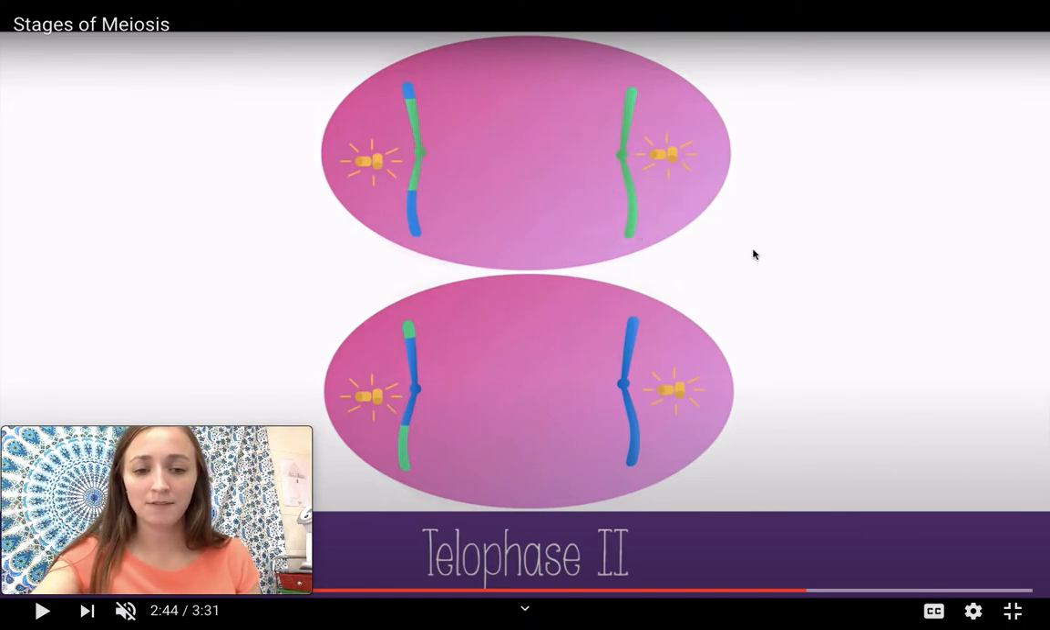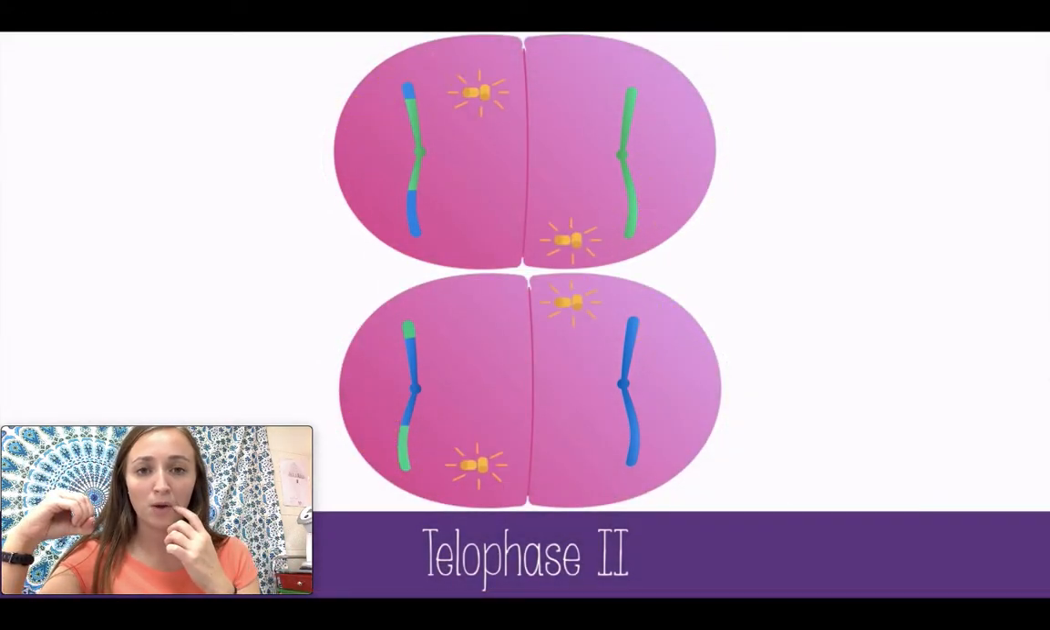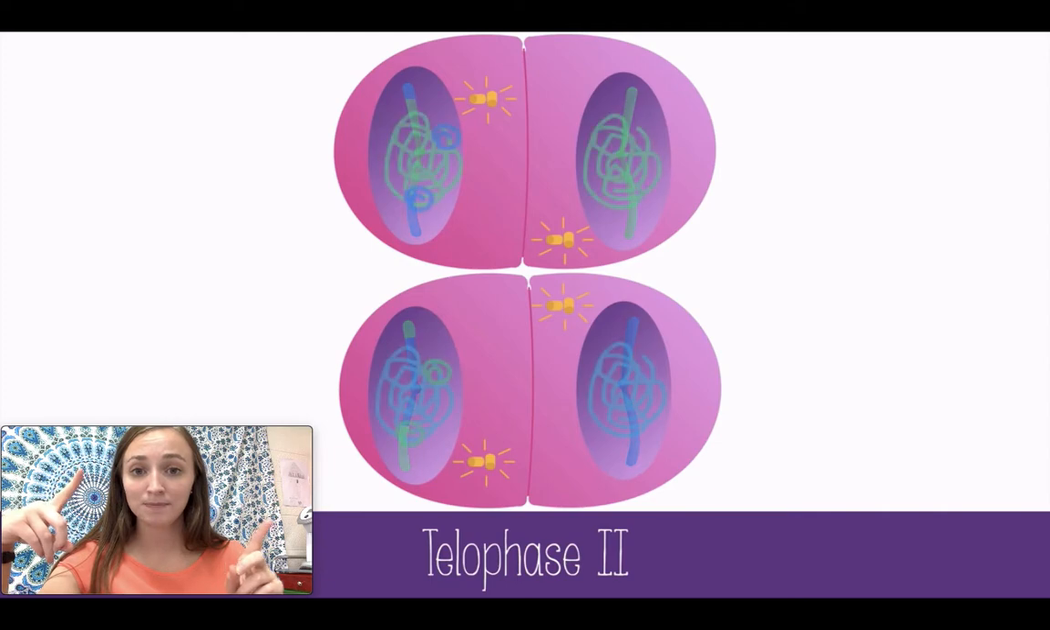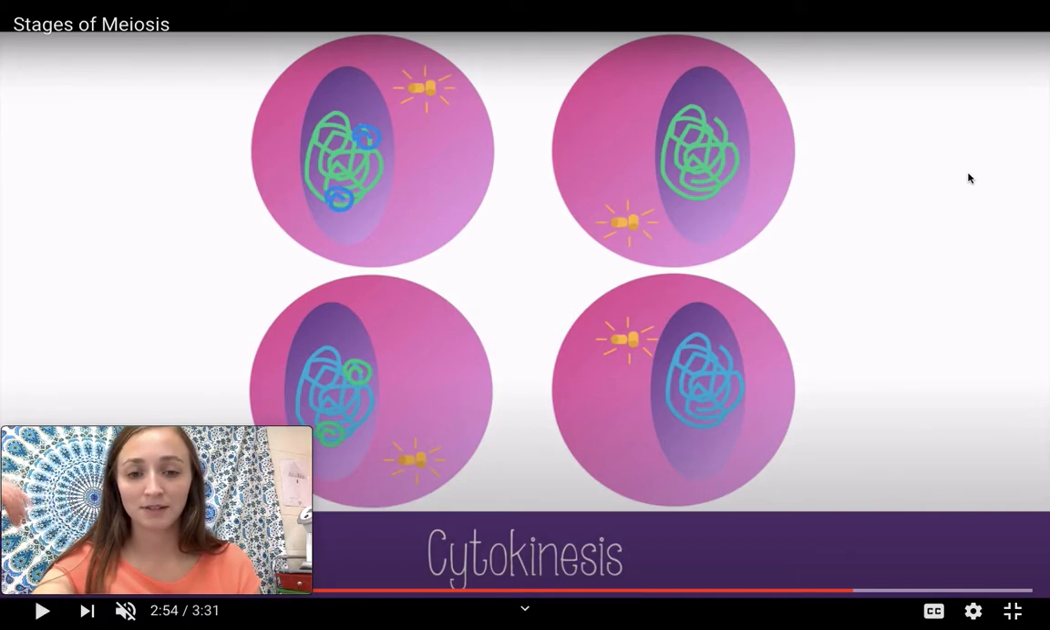Okay, telophase 2. You're going to have those new nuclei form around the chromatids. And then cytokinesis, snip, snip, snip, snip. You have 4 haploid cells that are genetically different. And they're haploid, meaning half, because you didn't have that second round of replication happening before meiosis 2. So they have half the amount that the normal cells would normally receive.